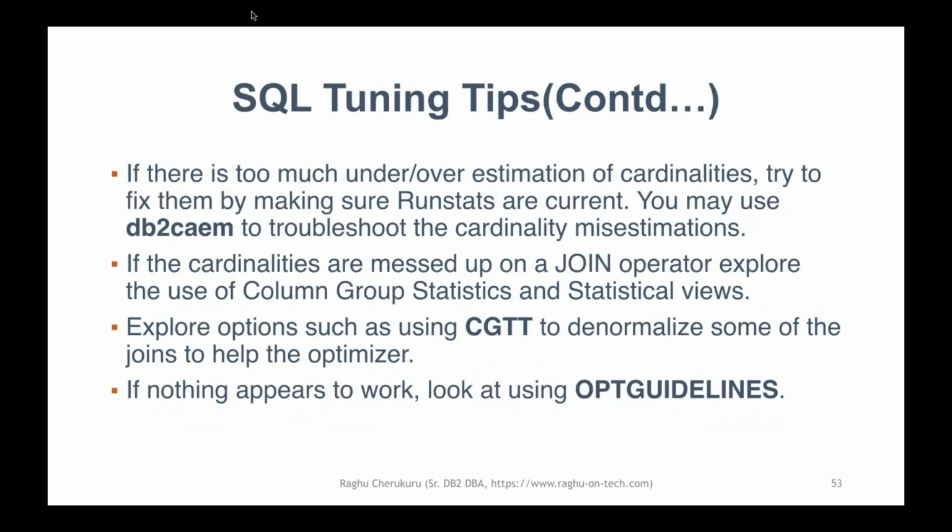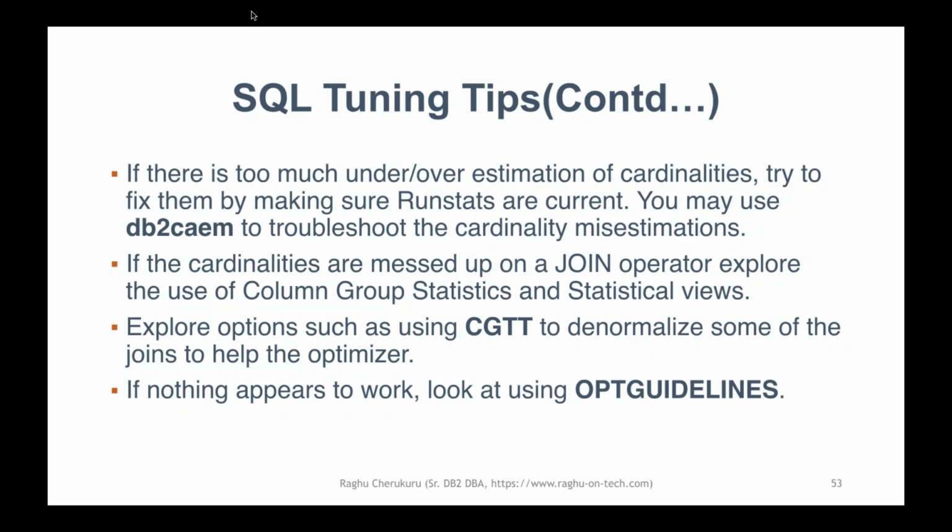Cardinality underestimations and overestimations are specifically a problem, especially if you have 7, 8, or 10 tables in your query, and if DB2 thinks that I don't have too much data, I'll do a nested loop instead of a hash join. That's going to cause problems, and vice versa.